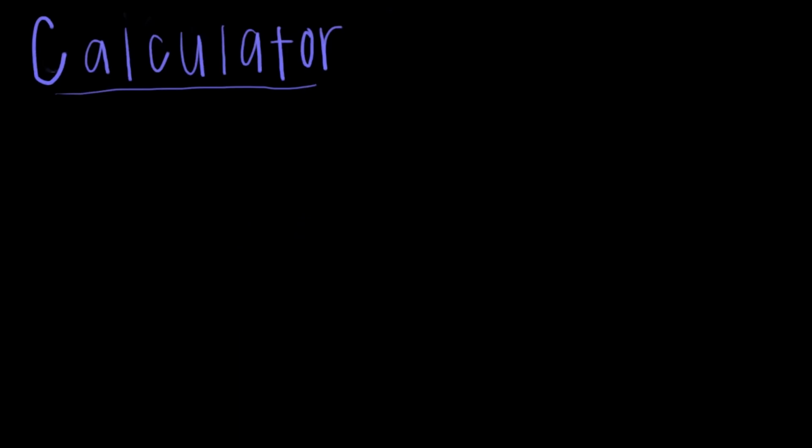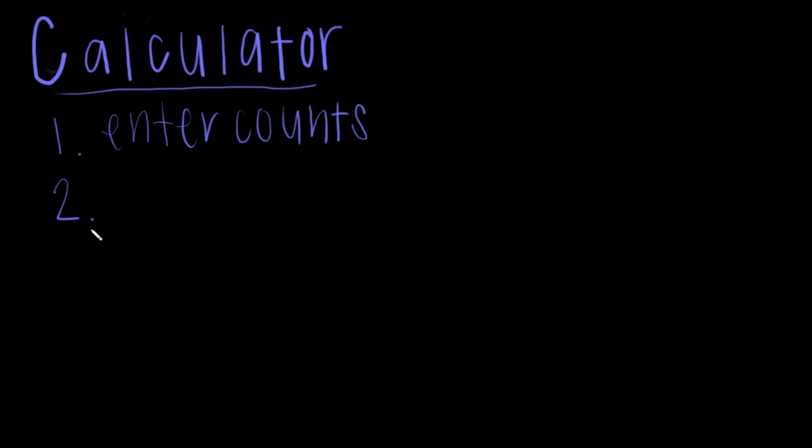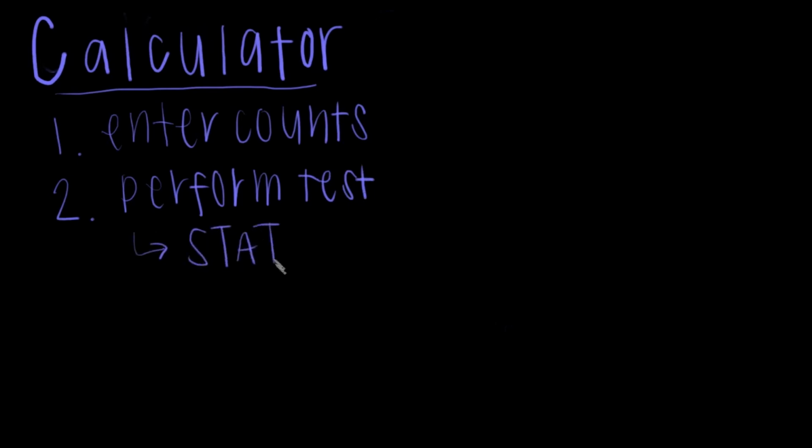You can use your calculator for the do step in the significance test. The first thing you need to do is enter your observed and expected counts into two different lists. You can do this by hitting stat and then edit lists. Your second step is to perform the actual significance test. You do this by hitting stat, then go all the way to the right and hit tests.